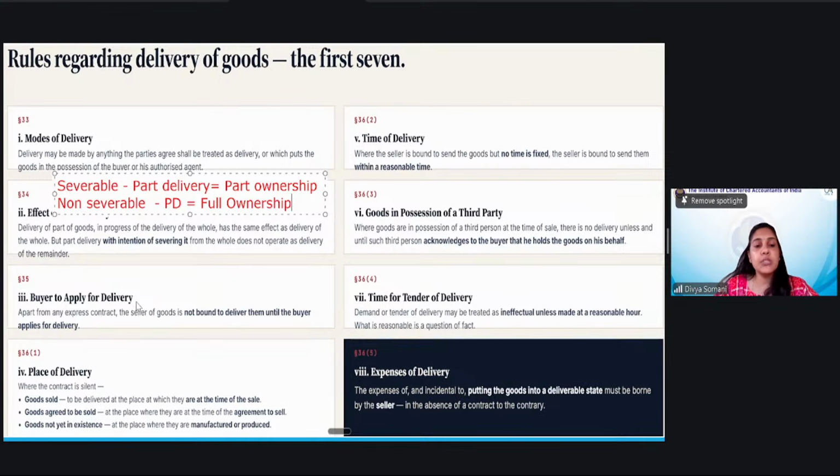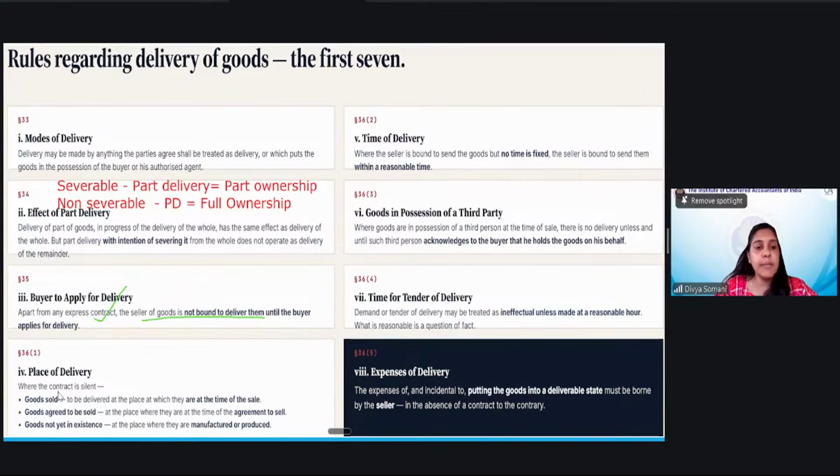Next, buyer has to apply for delivery. This simply means that the buyer has to request for the delivery of the goods. It has to be expressly mentioned, because seller is not bound to deliver. Seller is not bound to deliver unless and until buyer asks for the delivery.